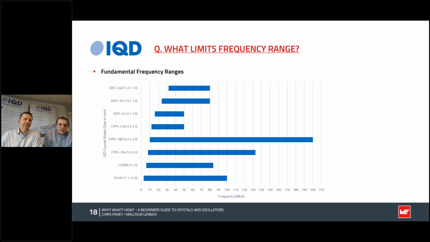Fundamental mode AT cut crystals typically top out at around 200 MHz. Frequencies beyond this are possible, but due to the blank being very thin, these are harder to produce and control. Special processes have been developed to produce these higher frequency fundamental mode crystals.